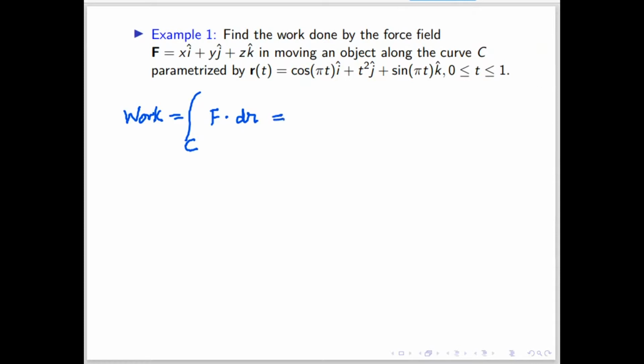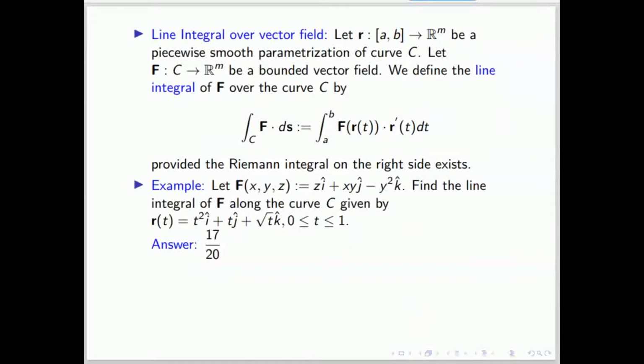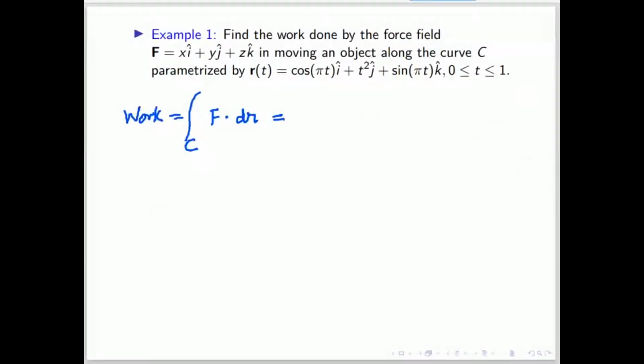The parametric representation r is given. So F dot dr, according to this line integral formula, how to calculate it? It will be F dot ds or F dot dr, all are the same. So it will be the value of the function at r(t) dot r'(t) dt. So this is the integral for t from 0 to 1 of F(r(t)) dot r'(t) dt. If we calculate this, then we will get the value of this line integral.